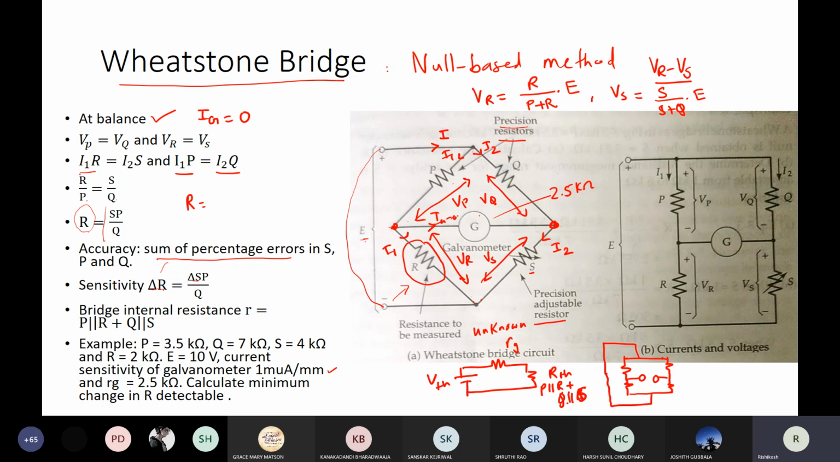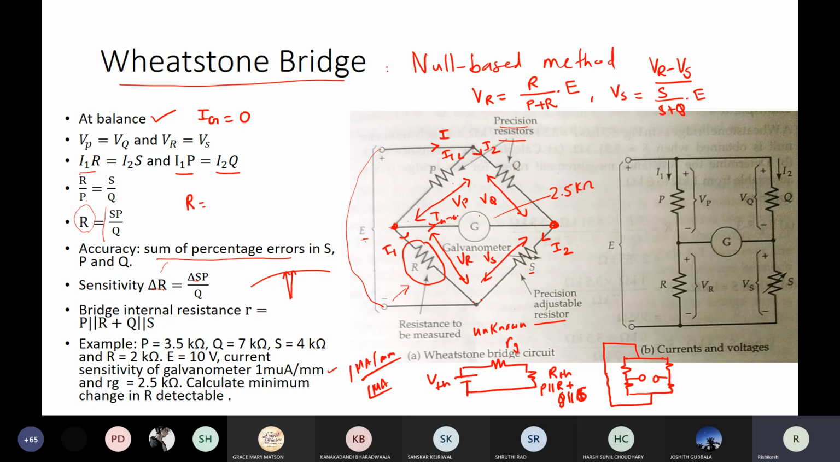Now, what is the minimum current that is indicated by the galvanometer? Sensitivity is 1 microampere per mm, right? So 1 microampere is the minimum current that it will indicate, isn't it? Yes, sir. So if the galvanometer, let's say at 0 position, deflects by 1 mm, that corresponds to 1 microampere. That is the minimum current.